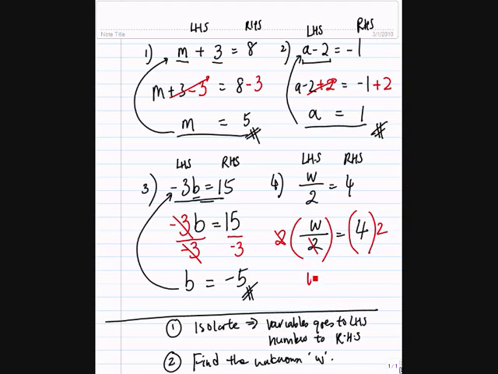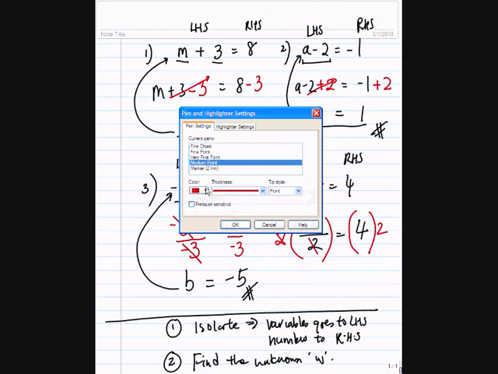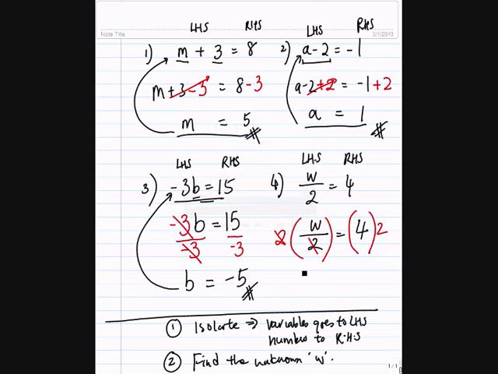So in this case, on the left hand side we have w, on the right hand side 4 multiplied by 2 we have 8. So we try substituting the solution back into the equation. 8 over 2 gives me 4. So w equals 8 is the solution to the equation.